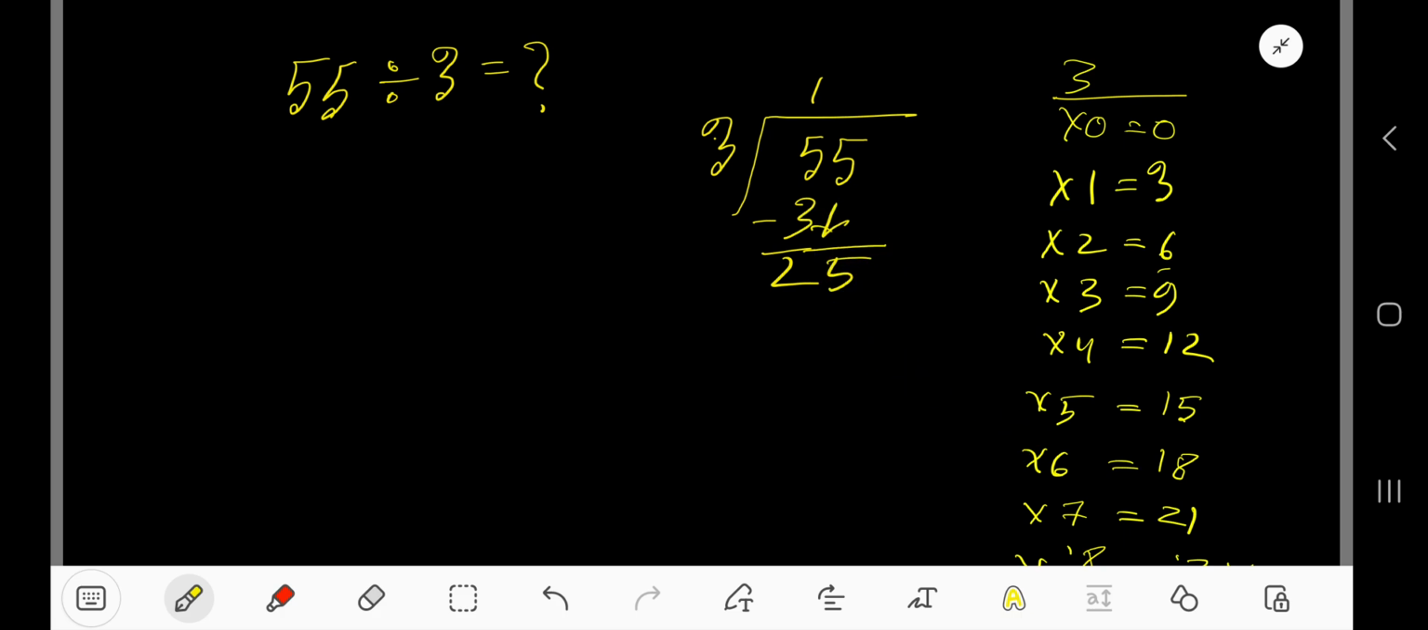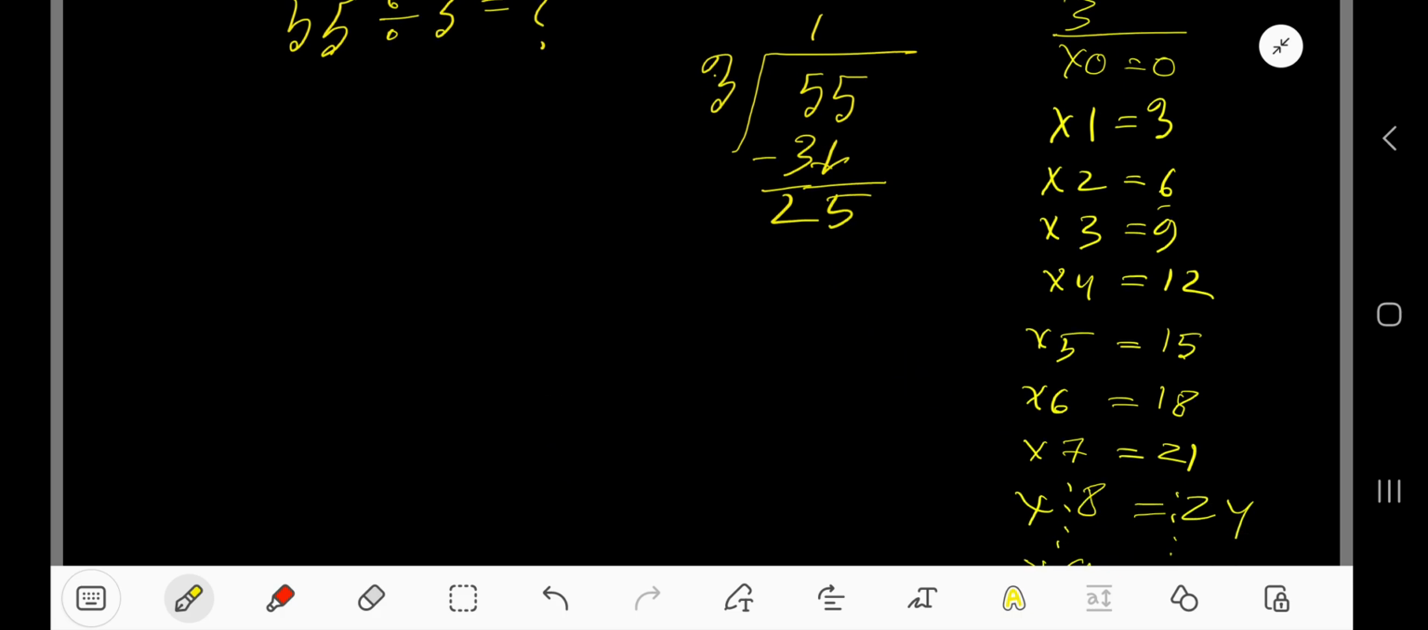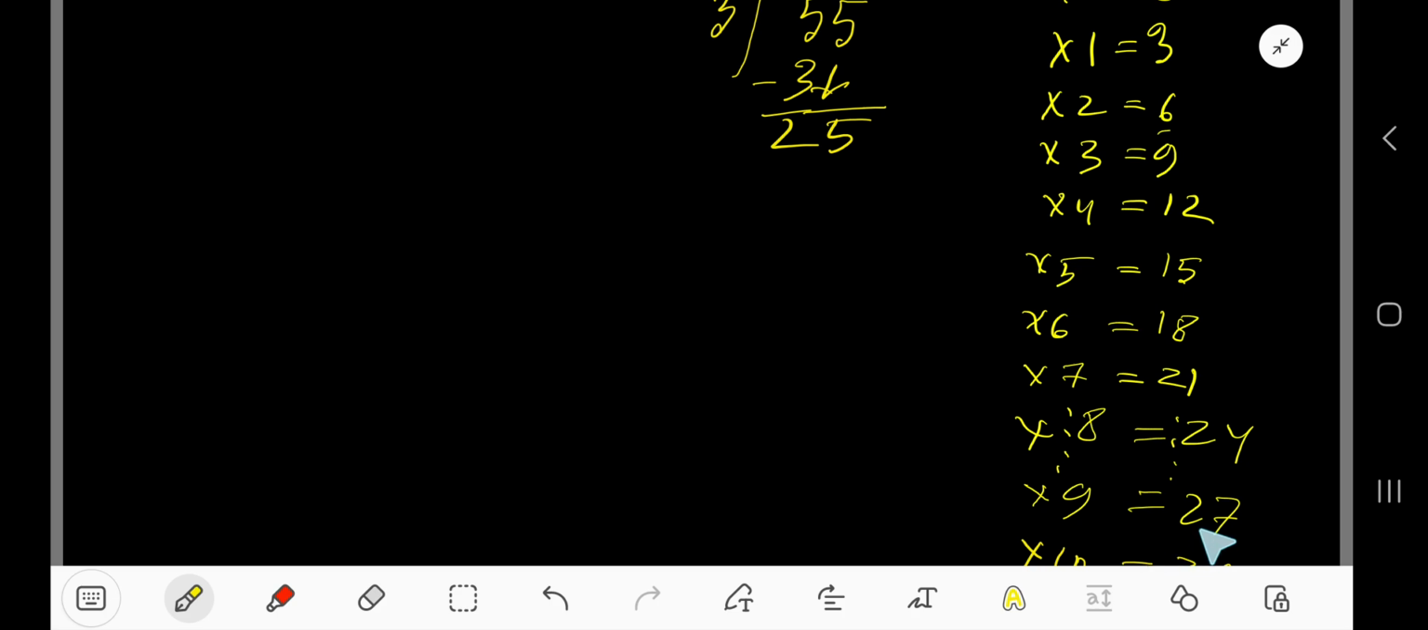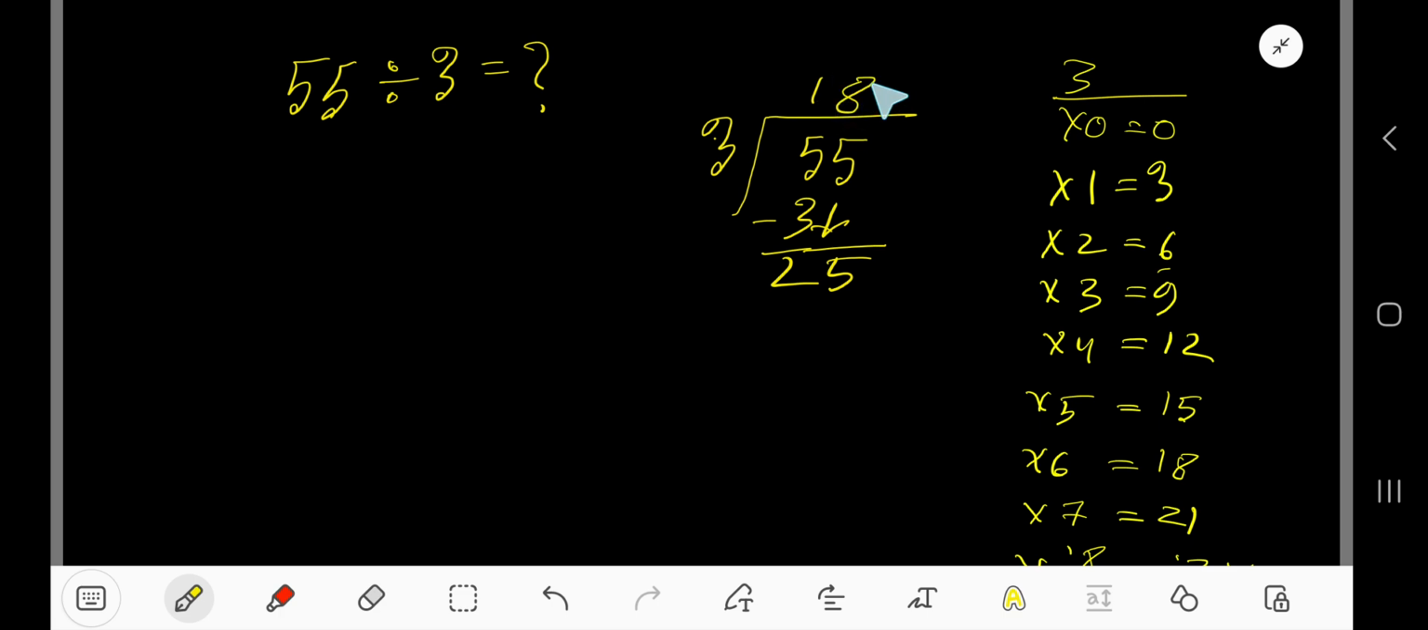Bring down the next digit 5. 3 goes into 25 how many times? 9 times is 27, which is greater, so 8 times, which is 24. 8 times 3 is 24. Subtract, we get 1, so our answer is 18 remainder 1. If you want to write your answer in decimal form, then what will happen?